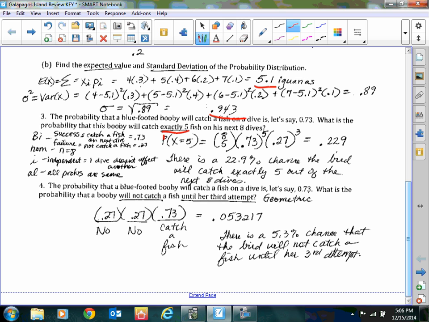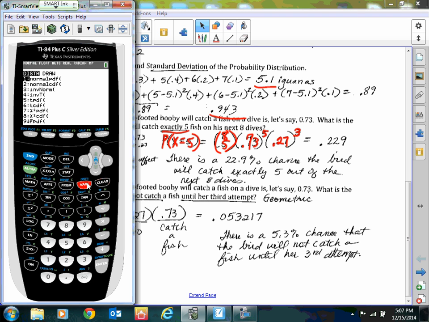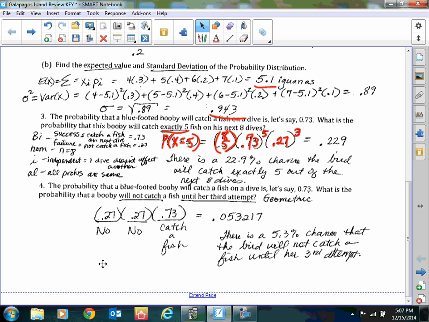So the formula is probability that x equals 5 out of 8: 8 choose 5, probability of success 0.73, and there are 5 of those, probability of failure 0.27, and there are 3 of those. When you put this into your calculator, it's going to be under second vars. Go to binomial PDF, and what you're going to put in is 8, 0.73, 5. And that is how you get 0.229. So there's a 22.9% chance that the bird will catch exactly 5 out of the next 8 dives.